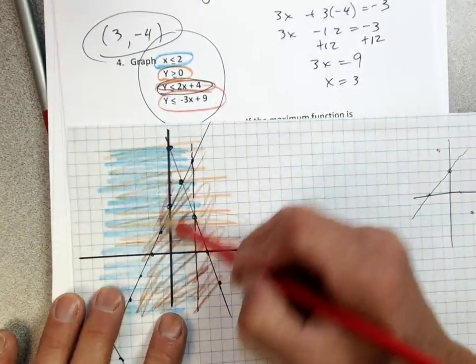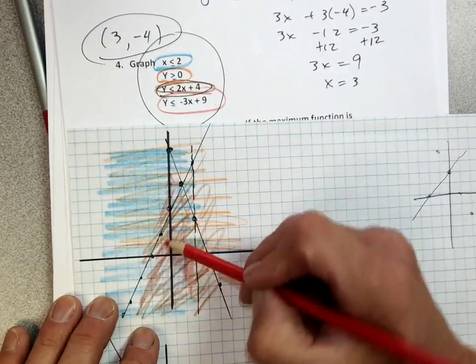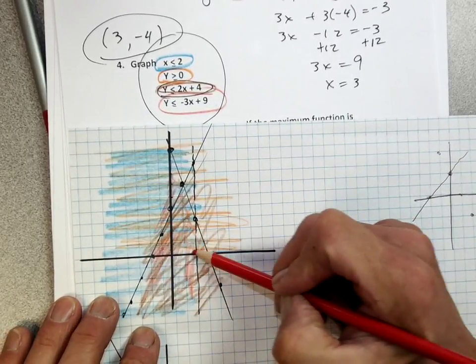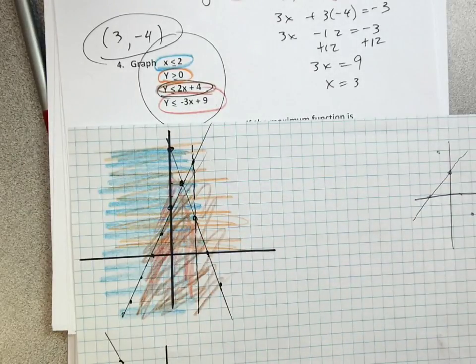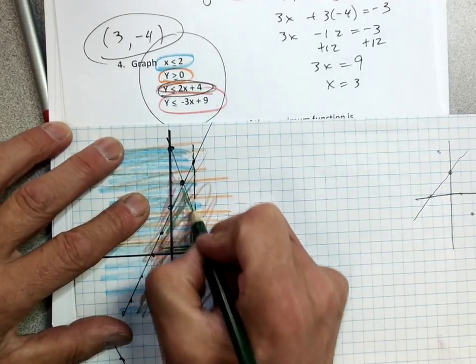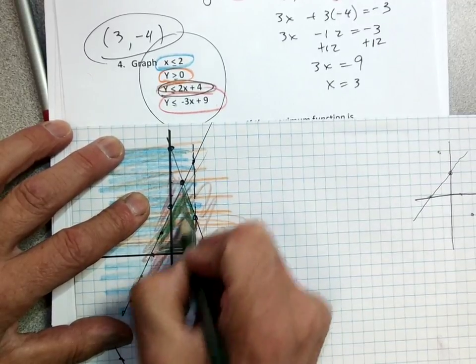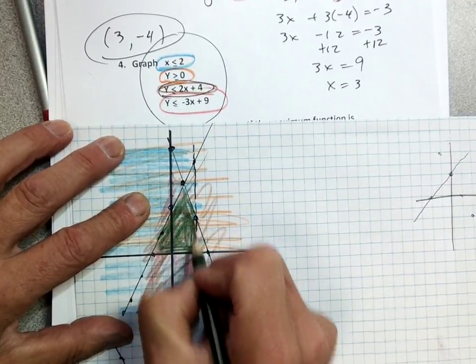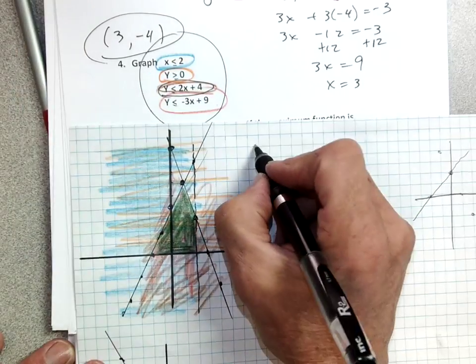Now, where do all of them overlap? Okay, I think the reason they all overlap is right in here in green. Okay. I think I got them all overlap in there. So what I want to do next is find all the corner points. So I'm looking for corners.